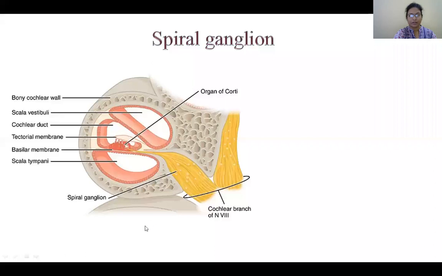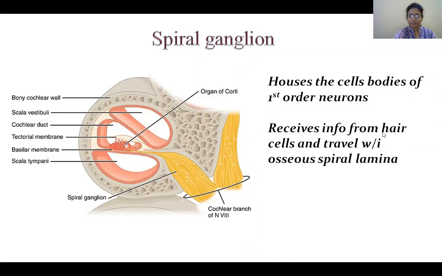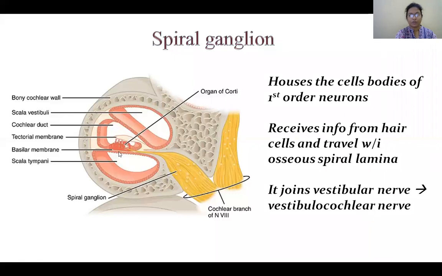Coming to the spiral ganglion. The spiral ganglion starts from the hair cells. It houses the cell bodies of the first order neuron which arises from the hair cells, carrying information from the hair cells and traveling within the osseous spiral lamina. This spiral ganglion comprises the cochlear branch of the 8th nerve. When it joins the vestibular nerve, it forms the vestibulocochlear nerve.